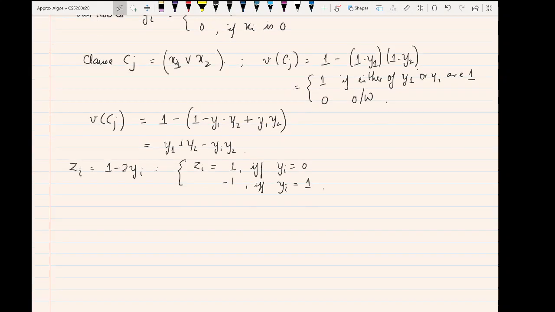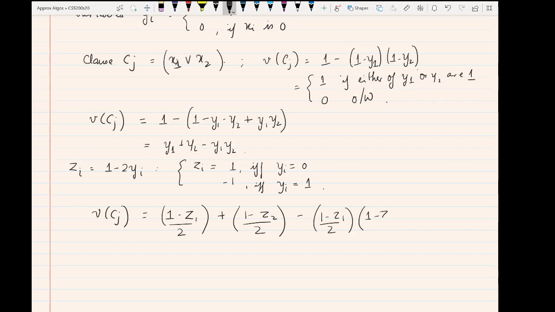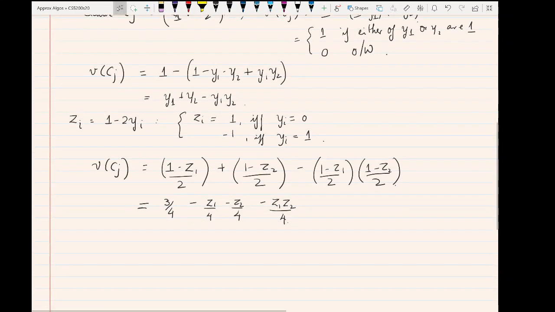Okay, so expressing the value of the clause Cj in terms of z1 and z2, we get, okay, and simplifying this expression gives us 3/4 minus z1 by 4 minus z2 by 4 minus z1 z2 by 4. So we can verify this. Now great, so we do have a quadratic polynomial which denotes the value of Cj.